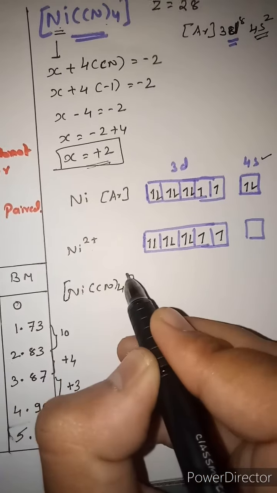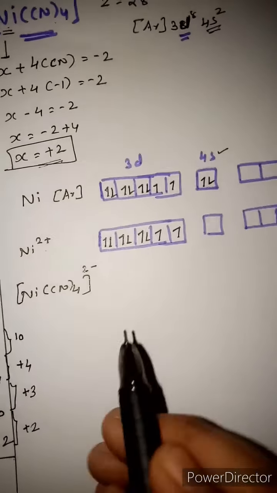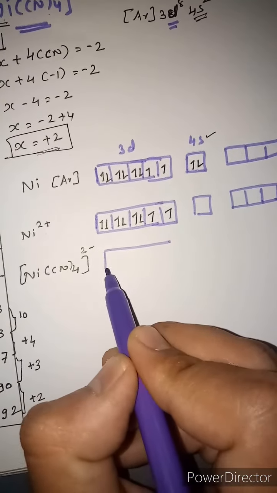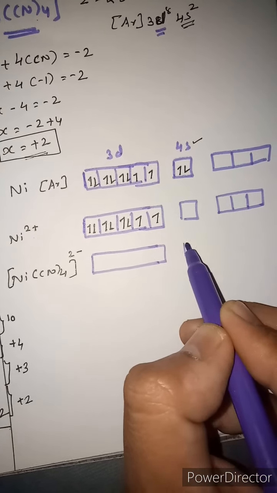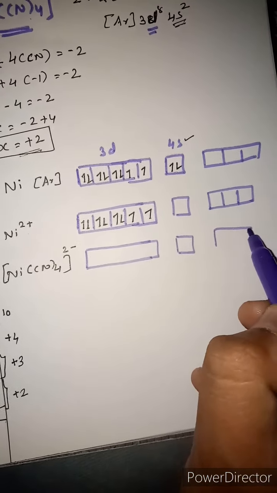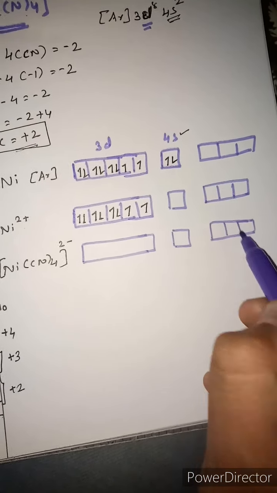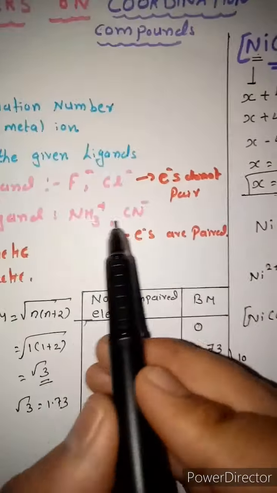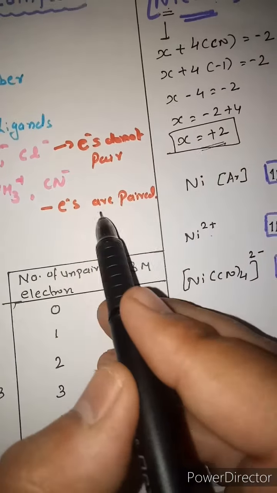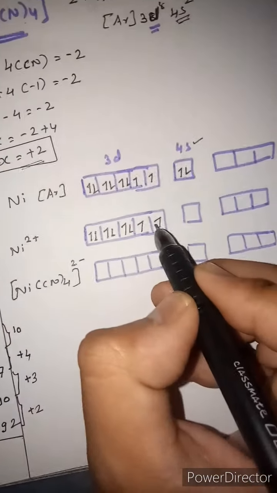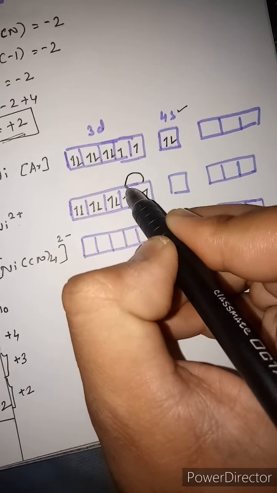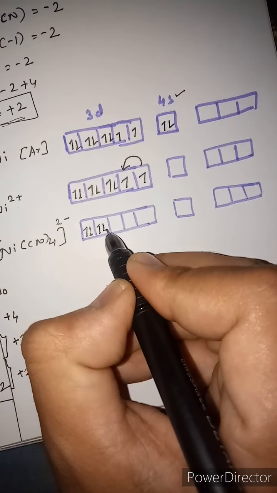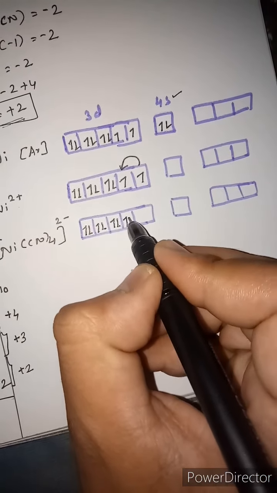Ni(CN)4 2 minus. Is that clear? So making the blocks, as we know that CN is a strong ligand. So when it is a strong ligand, what happens? Electrons are paired. So these unpaired electrons will pair with this electron, so you get as a compound 1 2 3 4 5 6 7 8.